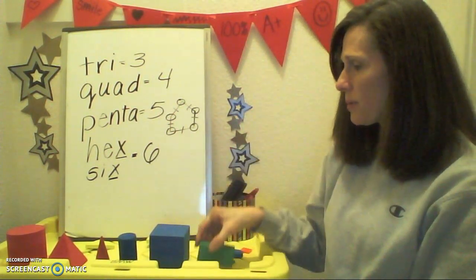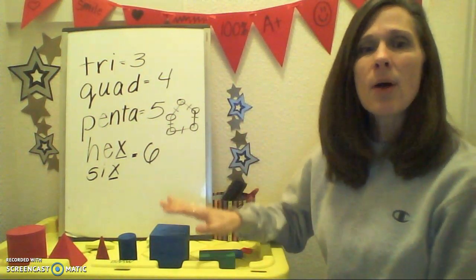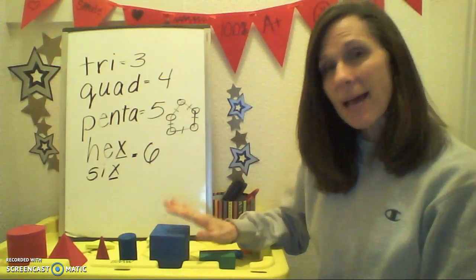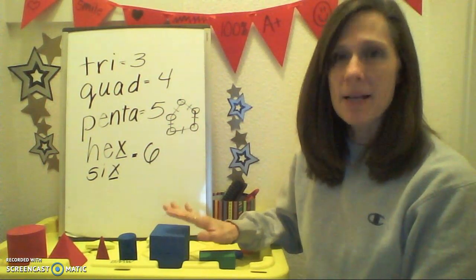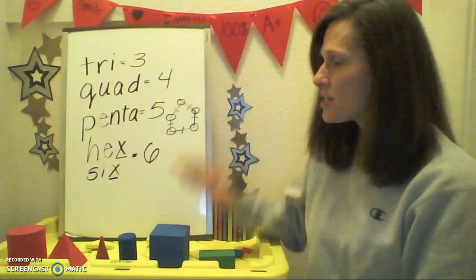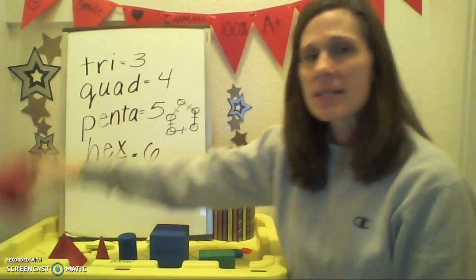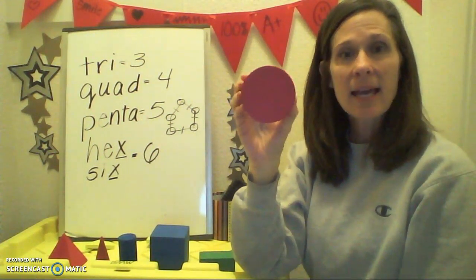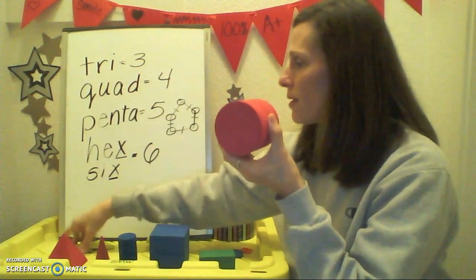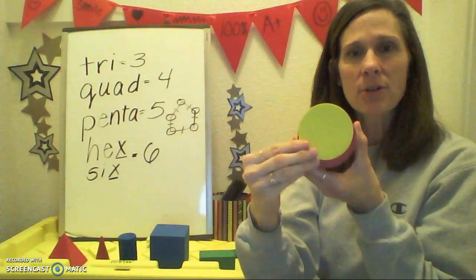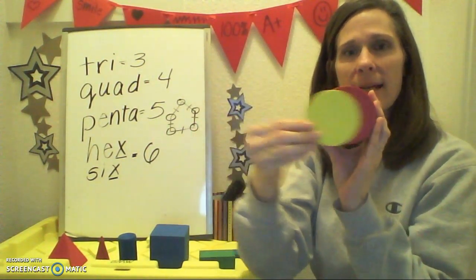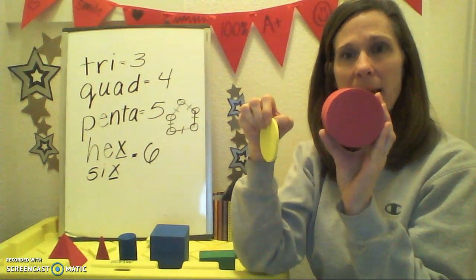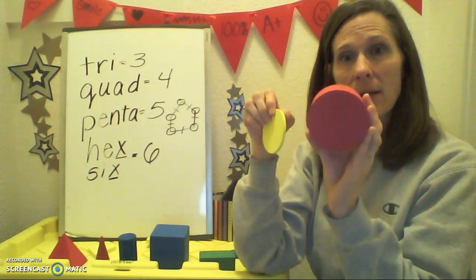Okay, so I want to talk with you a little bit today about how our solid shapes actually have two-dimensional shapes on them. So, for example, our cylinder, I hope you noticed, it has a two-dimensional shape right here, right? It has the circle, right? And on the other side, it has a circle. It's made up of two circles, right?